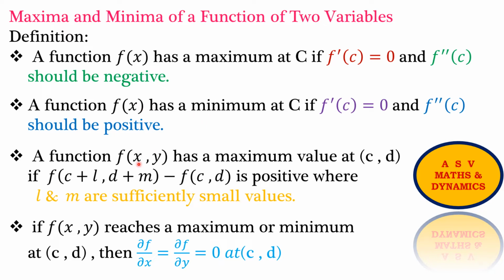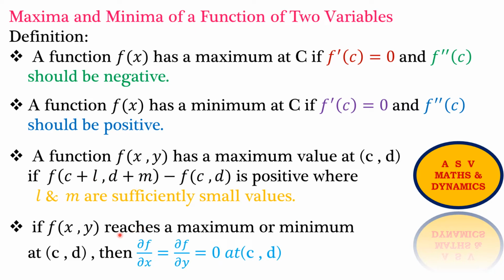But in the double variable, x and y, it is a two variable. When you find the maximum value, if you take two small values, l and m, add them and put them in the function, then subtract the value at the point, if you get a positive difference, then you can call it a maximum value. But at the same time, you have to remember that l and m are small values.